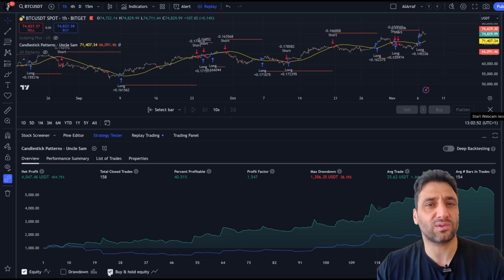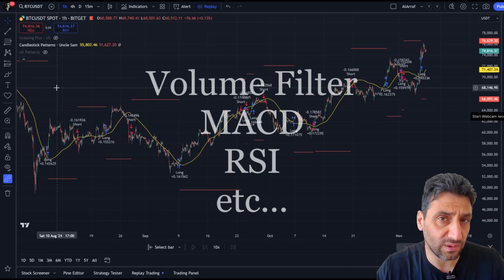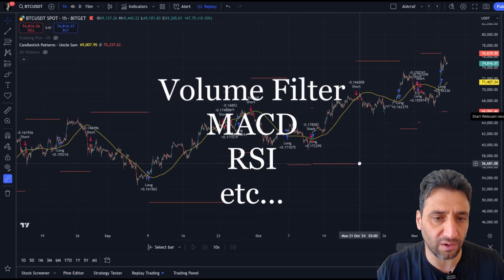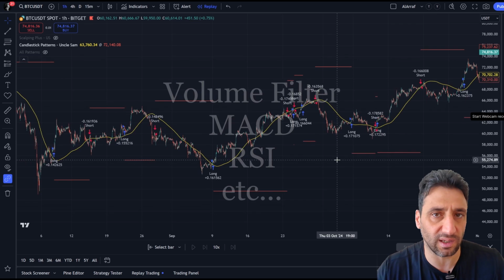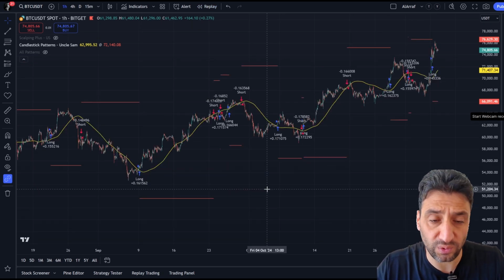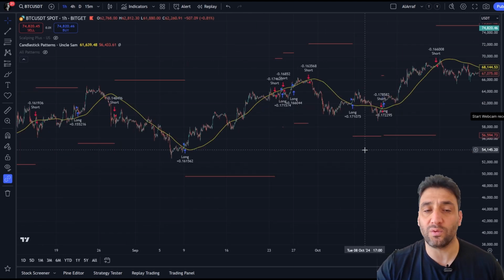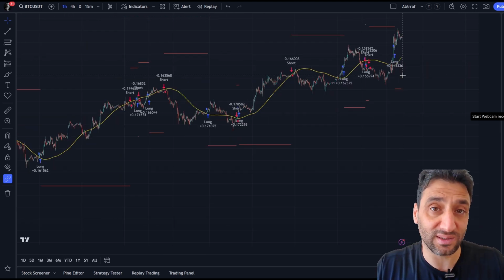Now, how can we make this strategy even better? We could add a volume filter to confirm breakouts or incorporate other indicators like MACD, RSI, or further refine entry and exit signals. I really encourage you to take this bot and play around with it and see if you can come up with your own unique enhancement. Please share your findings in the comments below.